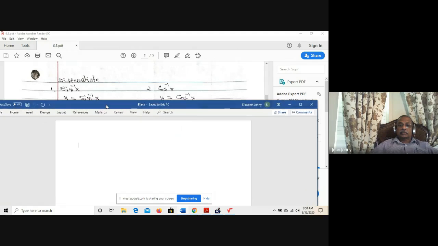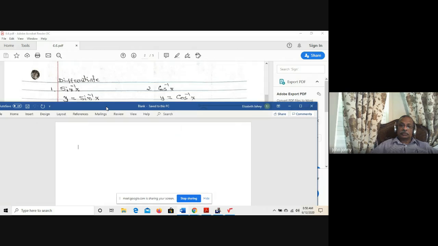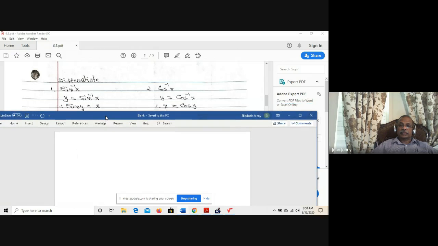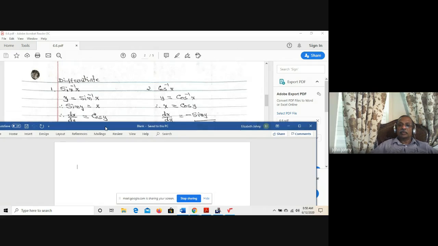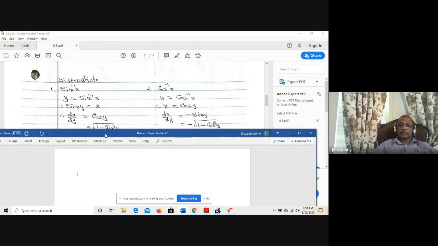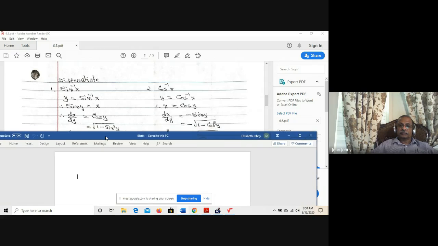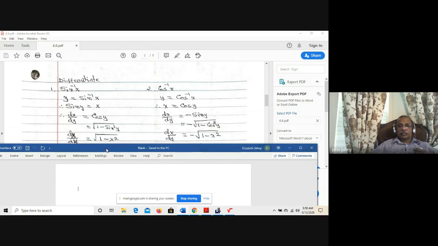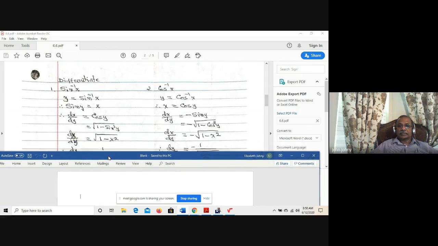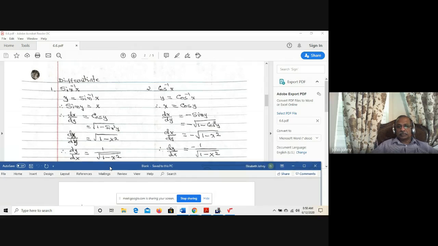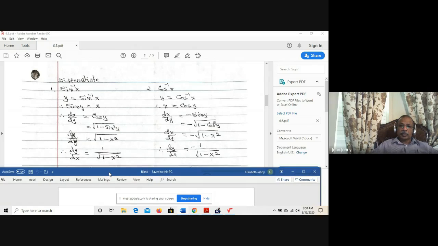Second, cos inverse x. Y is equal to cos inverse x. Therefore, x is equal to cos y. Therefore, dx over dy is negative sine y. That is negative square root of 1 minus cos square y. Dx over dy is equal to negative square root of 1 minus x square, because cos y is the same as x. So dy over dx is equal to negative 1 over square root of 1 minus x square.